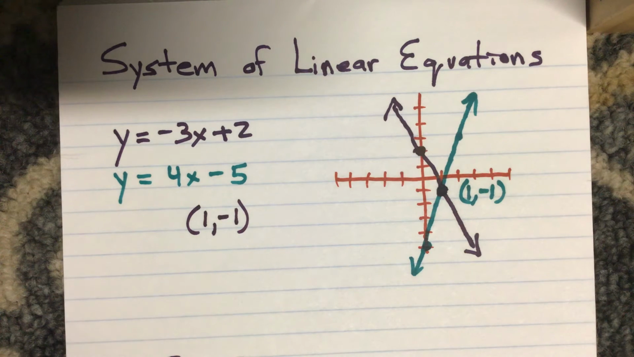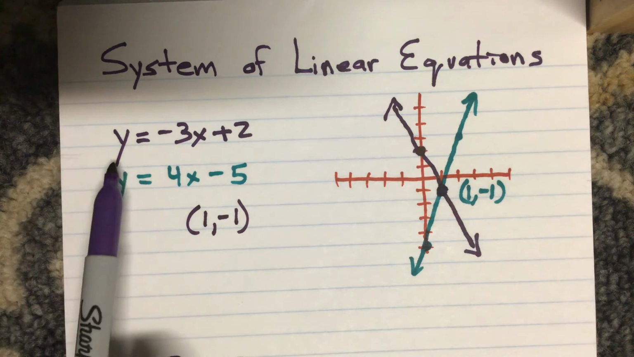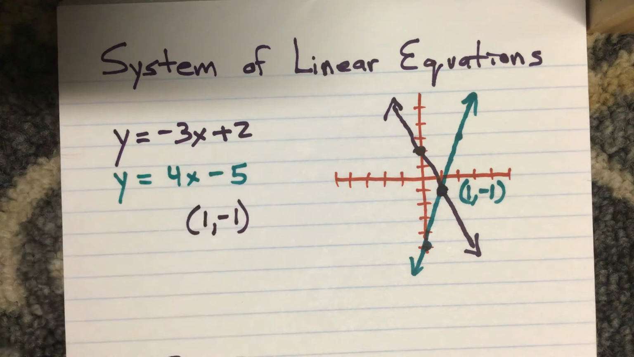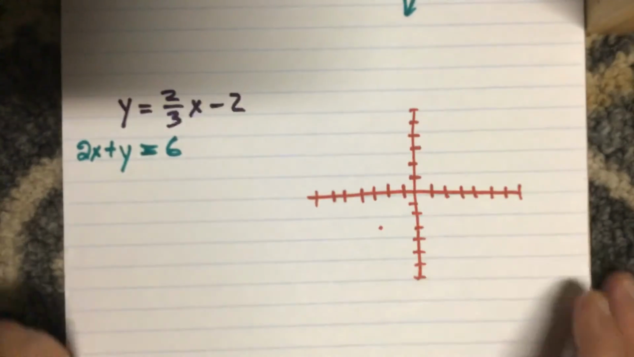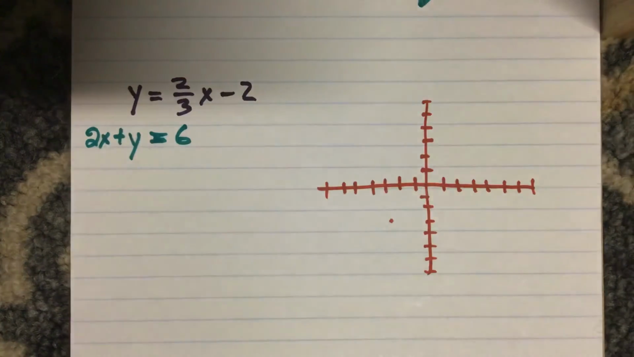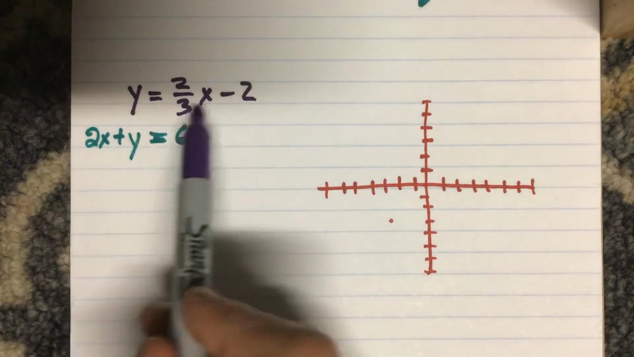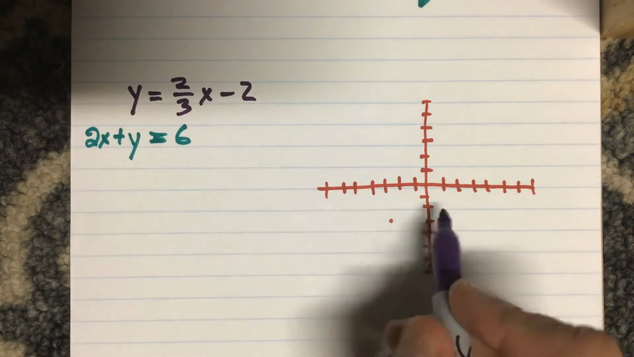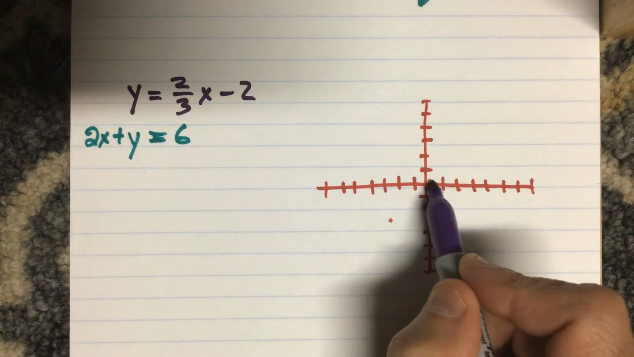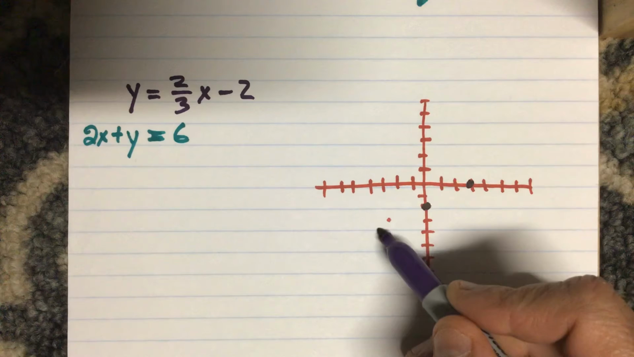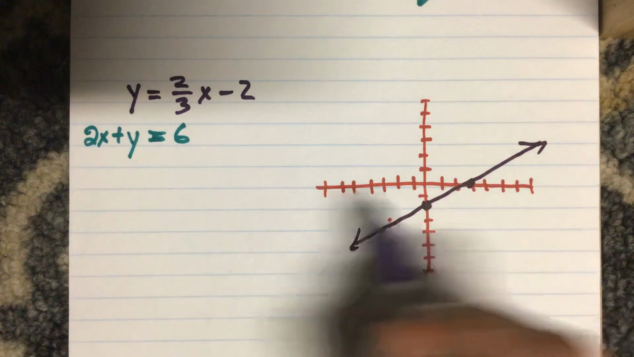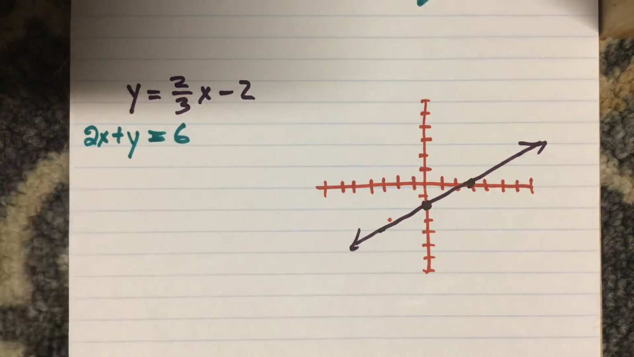So let's look at one more example. Notice that in this example, they were both in function form or slope-intercept form, y equals mx plus b. In the next example, only one of them is in slope-intercept form. So we'll just have to rearrange the other one. So we see here, this one's easy to graph. It starts at -2. That's my y-intercept. The slope is 2/3, so up 1, 2 over 1, 2, 3. So it looks like this. That's the graph of this function, all the solutions.